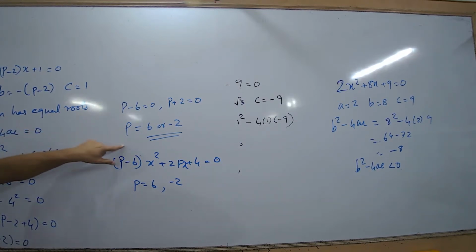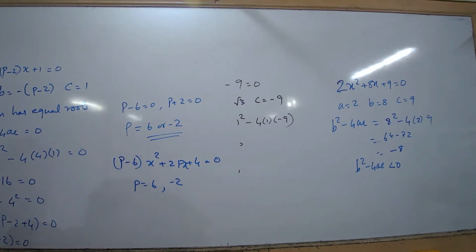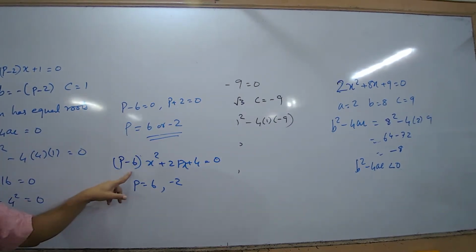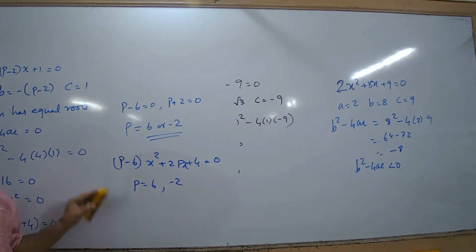Look now. After getting the value of p, you find out what is a. Is a dependent on p? No. Therefore, both are satisfied. If a is dependent on p, then put and check. a should not be equal to 0. In this case, what is the value of a? p minus 6. When p equals 6, 6 minus 6 is 0. Not possible, so 6 is not a solution. Are you followed? Yes. Okay.